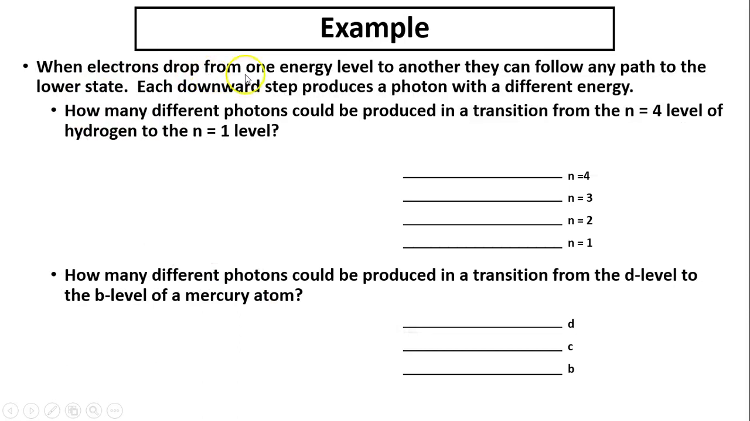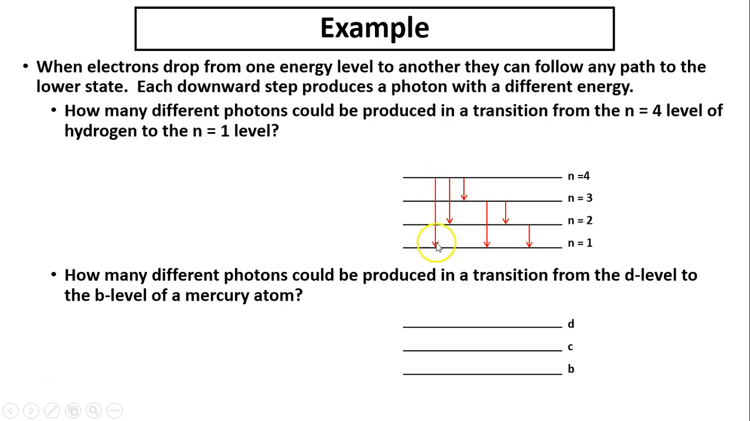Another example, when electrons drop from one energy level to another, they can follow any path to the lower state, and each downward step produces a photon with different energy. For example, how many different photons could be produced in a transition from n equals 4 level of hydrogen to n equals 1 level? So n equals 4 to n equals 1. So there are many ways to go down.